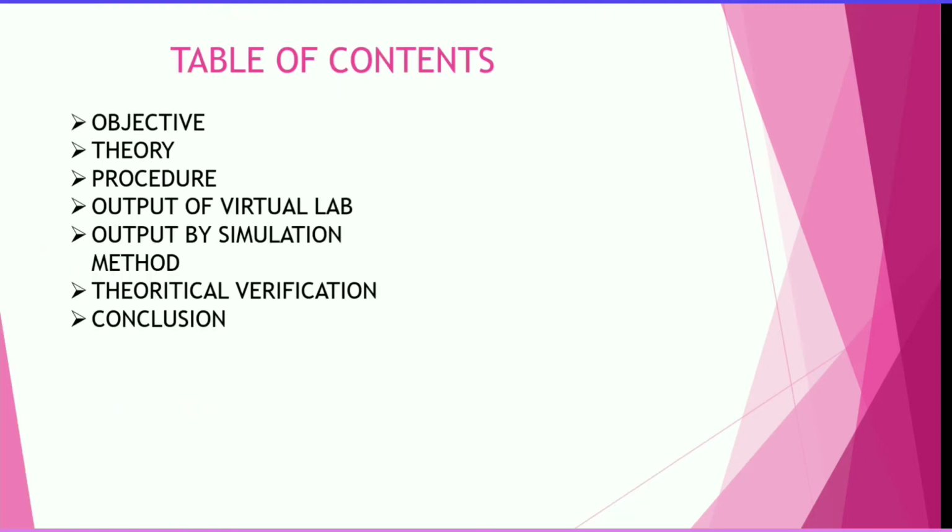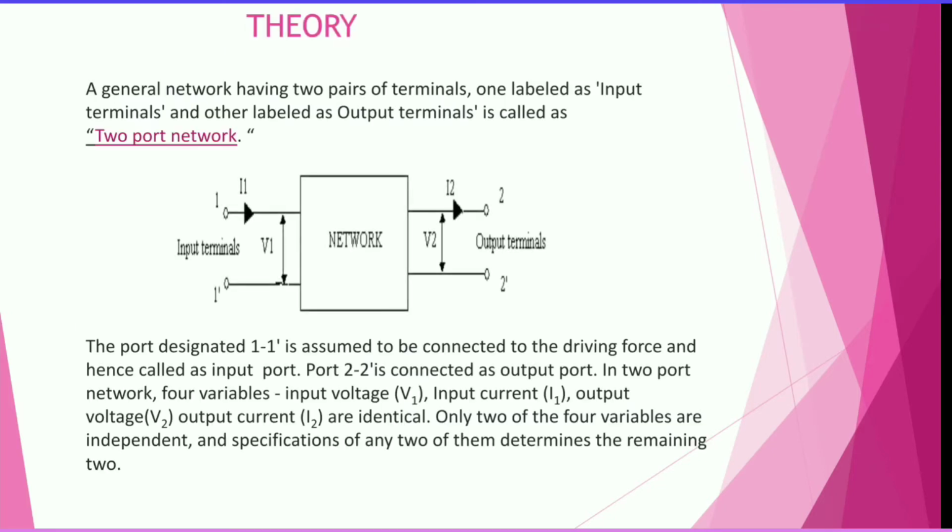Table of contents: objective, theory, procedure, output of virtual lab, output by simulation method, theoretical verification, and conclusion. Theory: a general network having two pairs of terminals, one labeled as input terminals and the other labeled as output terminals, is called a two-port network. The port designated 1 to 1' is assumed to be connected to the driving force and hence called the input port. Port 2 to 2' is connected as the output port.